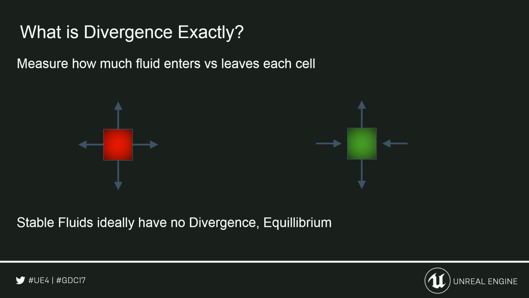And on the cell on the right, we have a slightly different situation where fluid is going up and down, but then it's coming back in from the sides. And as long as the magnitude of all those arrows or vectors adds up to where it balances out to 0, where in this case I tried to draw them the same length, but I probably messed that up a little bit, there will be very low or no divergence. And stable fluids ideally have no divergence, which means they're at equilibrium.